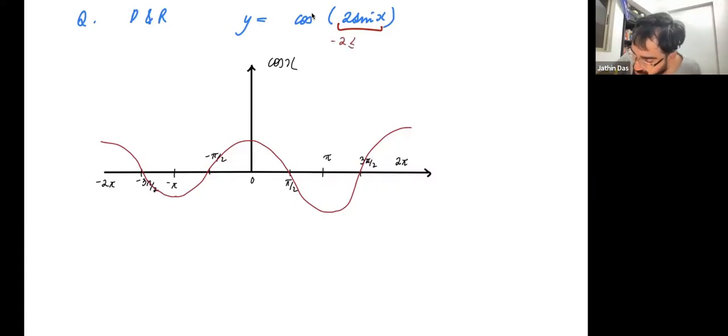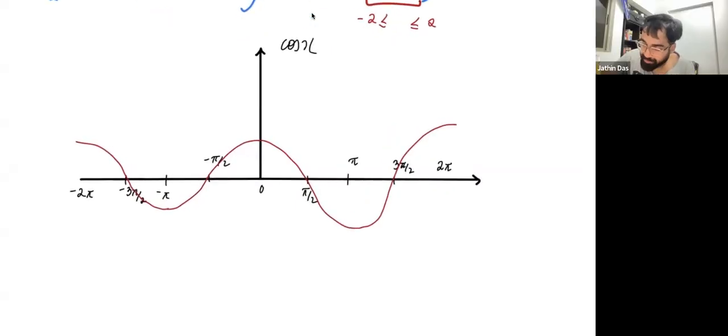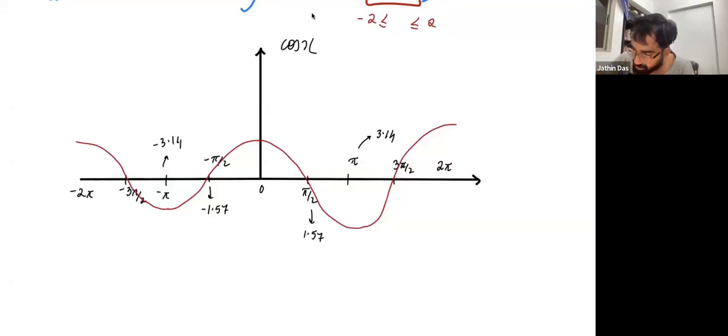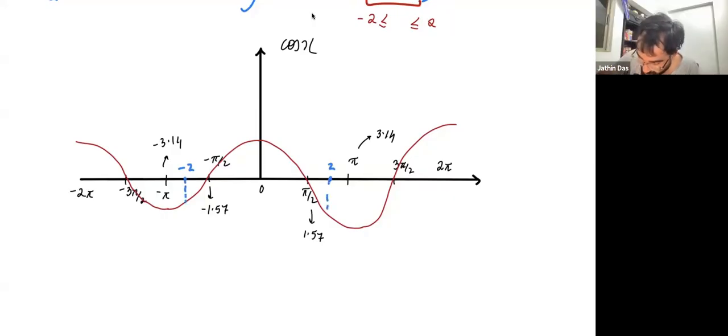This is going from -2 to 2. Now where is -2 here? See, this is exactly -3.14. This is -1.57. Between, this is 1.57 and this is 3.14. So here 2 will be here and -2 will be here, correct? So the range will be this region. This will be the entire function. ये पूरा जिंदगी इधर ही जिएगा.